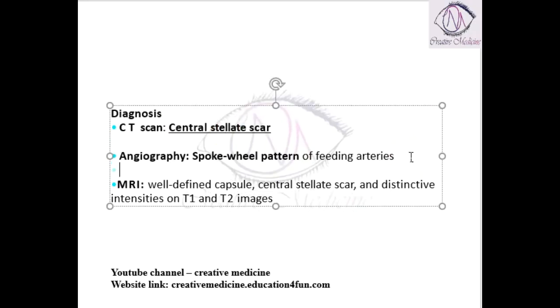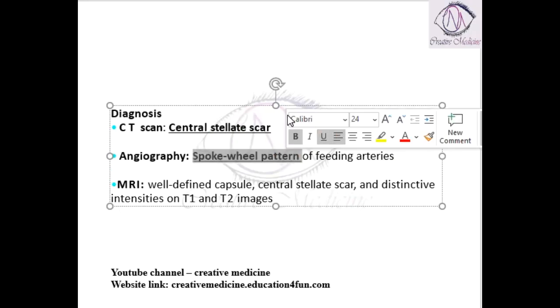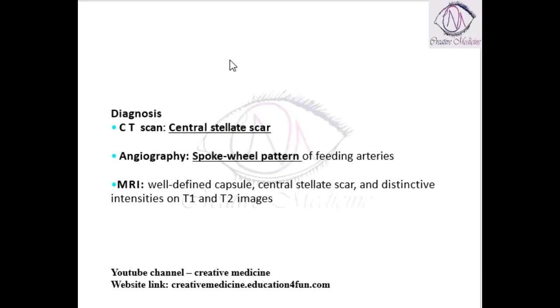And you can do an angiography. In angiography, you will see spoke wheel pattern of the feeding vessels. So if this is the lesion, on angiography, you will see that the vessels are something like this, giving a spoke wheel pattern. So on angiography, the presence of spoke wheel pattern is important.